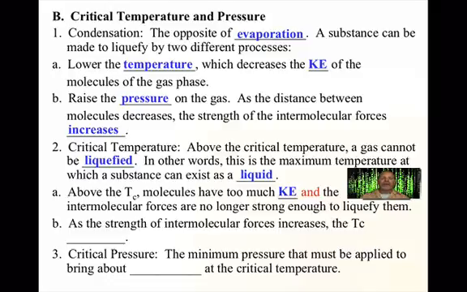Now, above the critical temperature, molecules have too much kinetic energy, and therefore the intermolecular forces cannot hold them together. That's why they will no longer remain as a liquid, and they will change to a gaseous state. So they reach their maximum point at which they can be a liquid. As the strength of the intermolecular forces increases, you can increase the critical temperature as well. Now, critical pressure is the minimum pressure that must be applied to bring about liquefaction at the critical temperature.